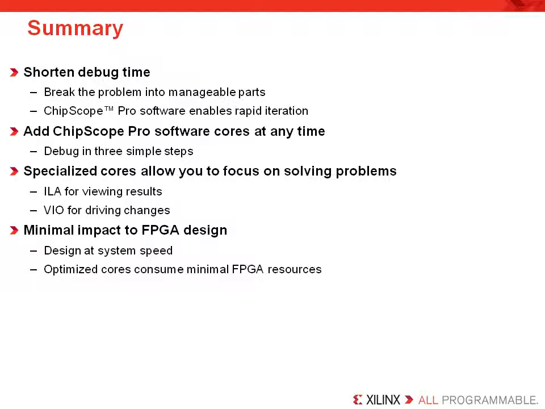Each of the ChipScope cores has a specific purpose. The ILA core is used for viewing the operation of your device, and the VIO core is used for driving stimulus to your design and sampling data from your design. Adding the ChipScope cores makes minor impact to the design. It usually enables you to test your design at system speed since the cores are optimized for both speed and to use minimal resources.